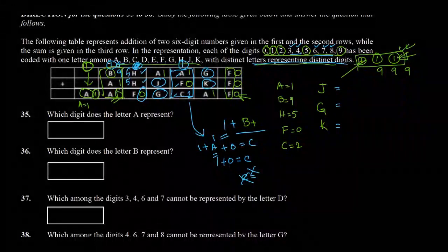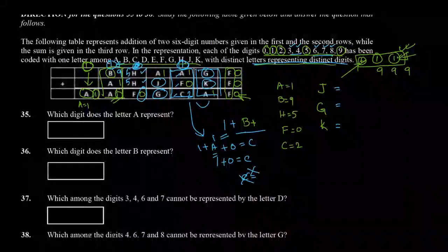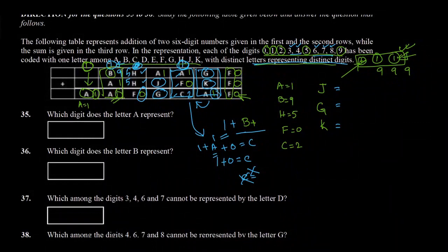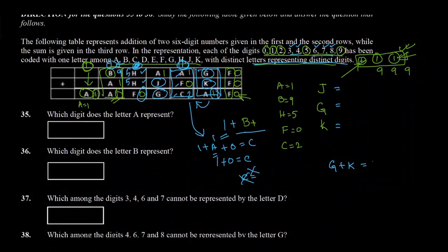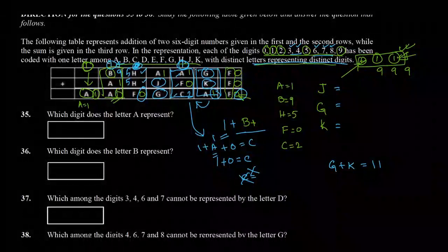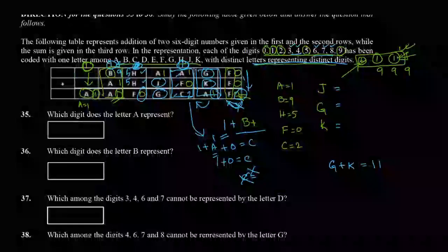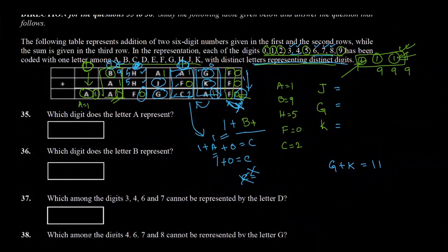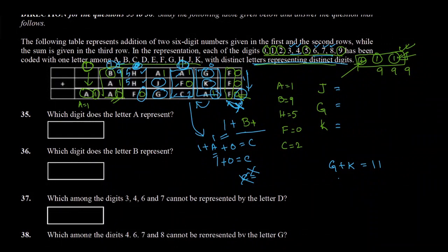Now we notice that in this column there is a carryover of 1 from this column. So the value of a is 1 here. So therefore g plus k is equal to 11, because here we had a 0, there was no carryover here. 0 plus 0 is 0. There is no carryover from here. So therefore carryover is 0 here. So g plus k is 11 is one relationship we get.